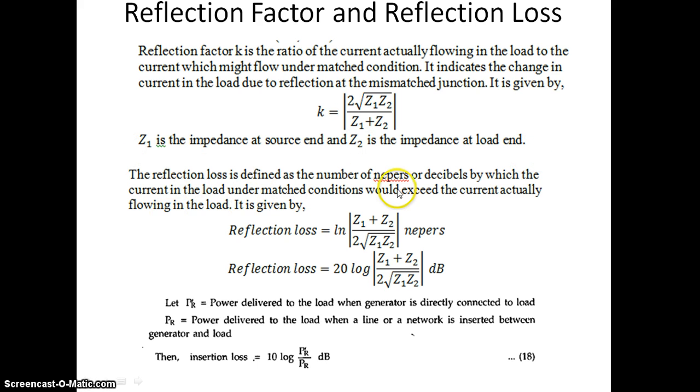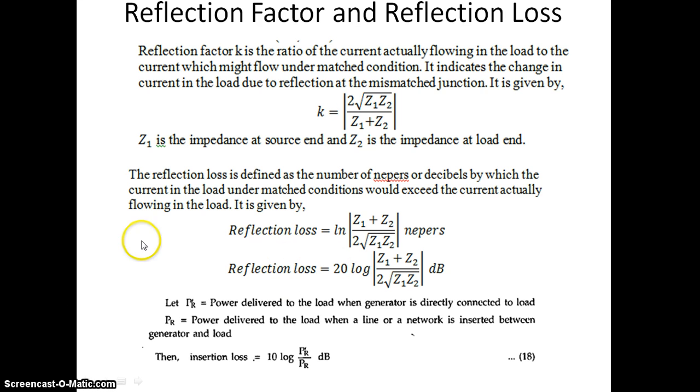Similarly, reflection loss is defined as the number of Nepers or decibels by which the current in the load under matched conditions would exceed the current actually flowing in the load. So the reflection loss is given by the logarithm of (Z1 plus Z2) by 2 root Z1 Z2 in Nepers, or in dB it is 20 log (Z1 plus Z2) by 2 root Z1 Z2. Now, how do we define insertion loss? So this is reflection loss.